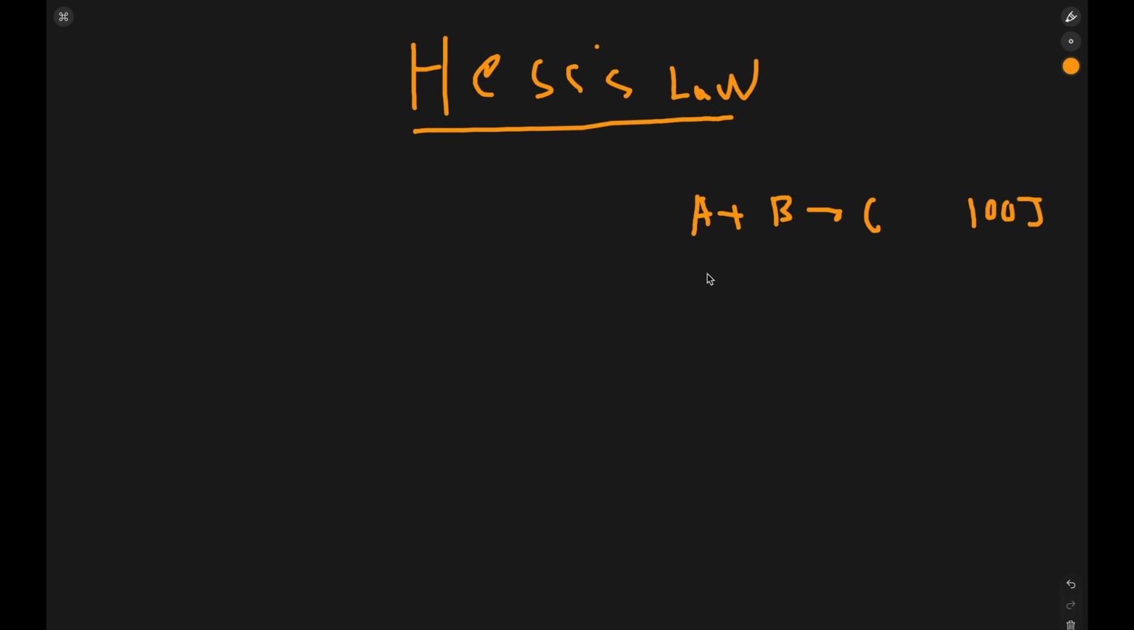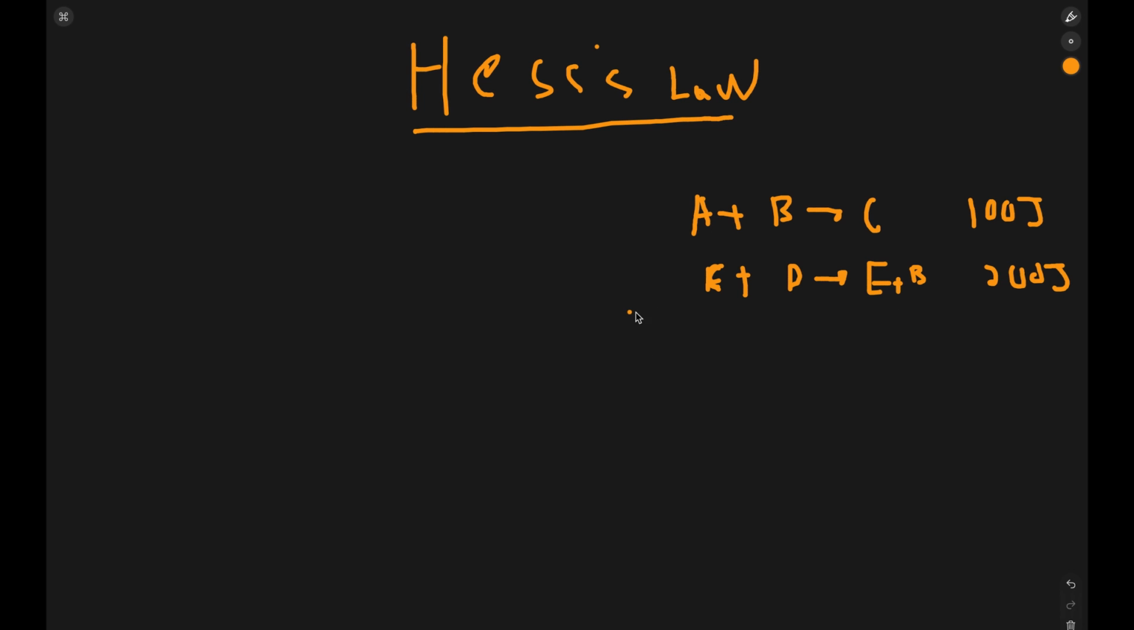And you have another equation that says C plus D makes E plus B. And the change in enthalpy for this equation is 200 joules.